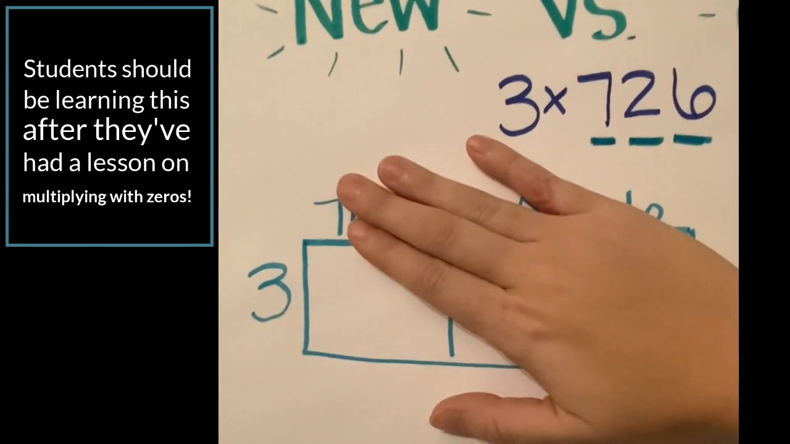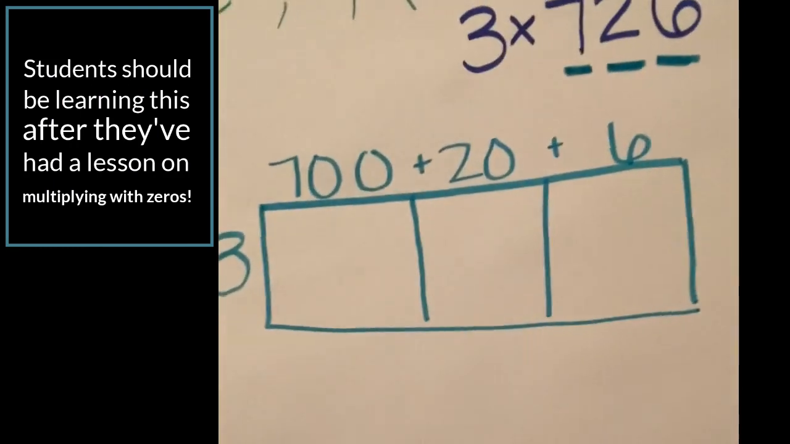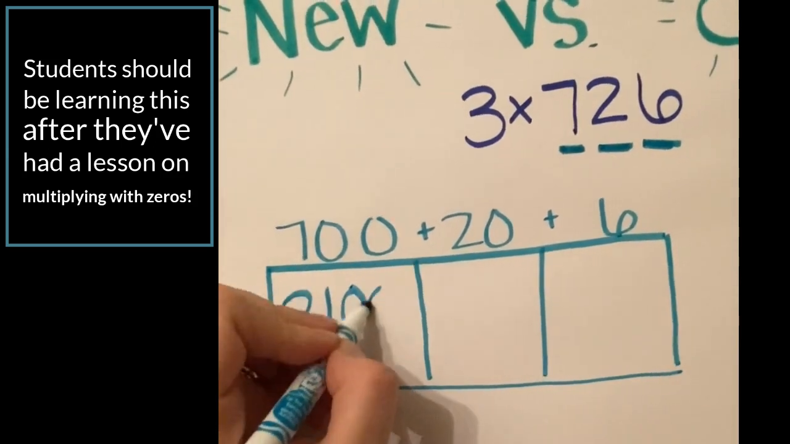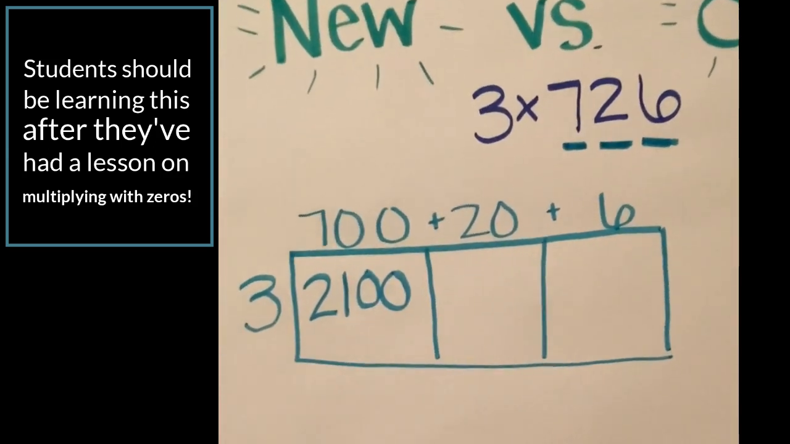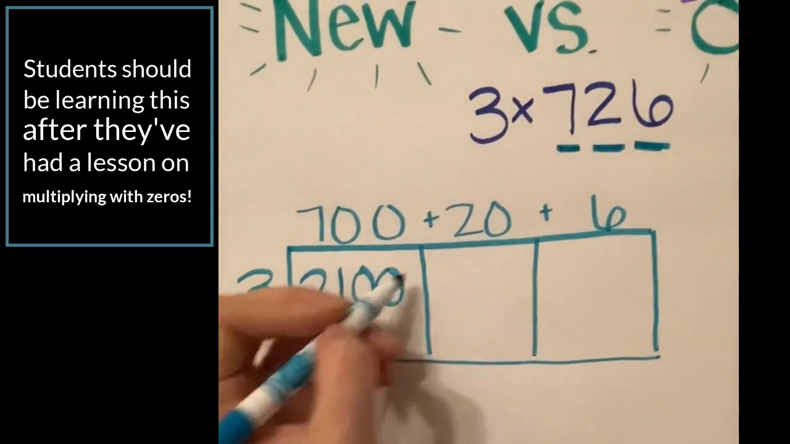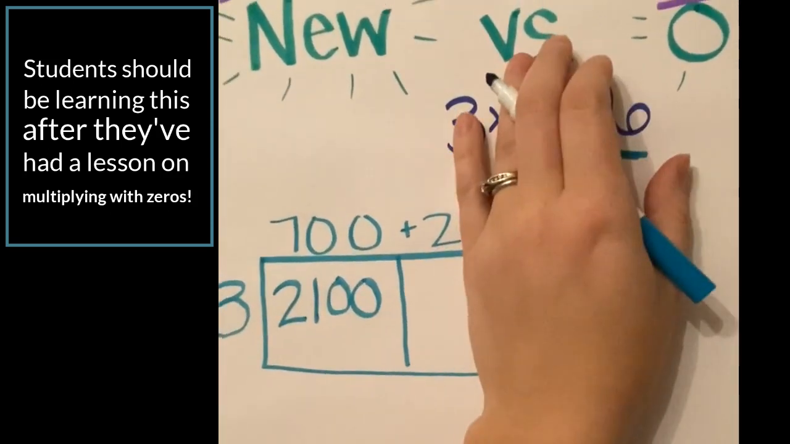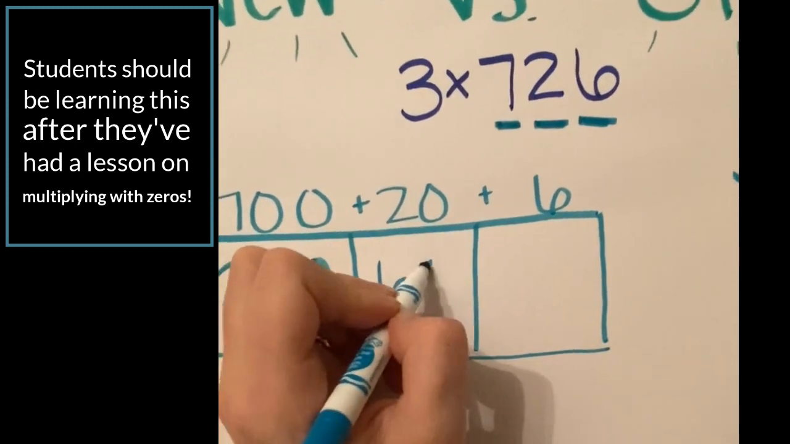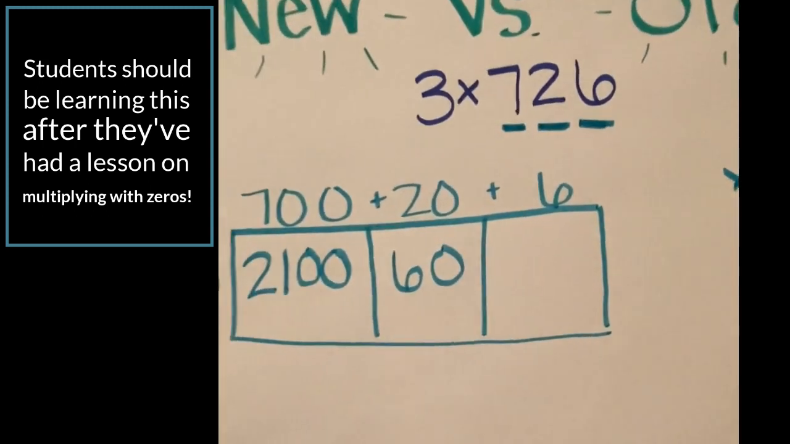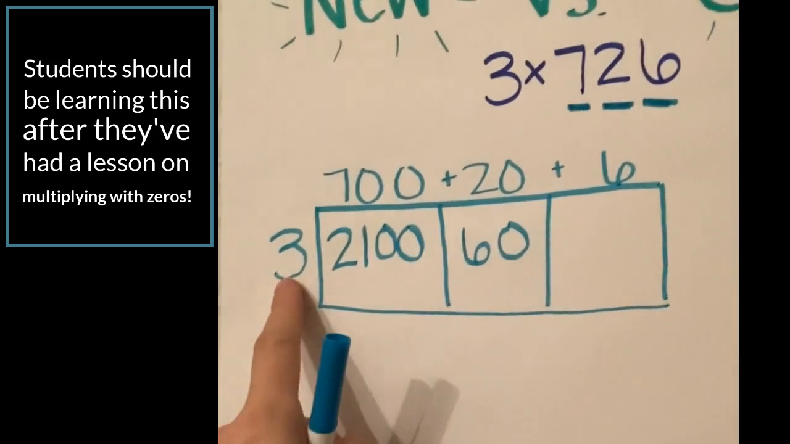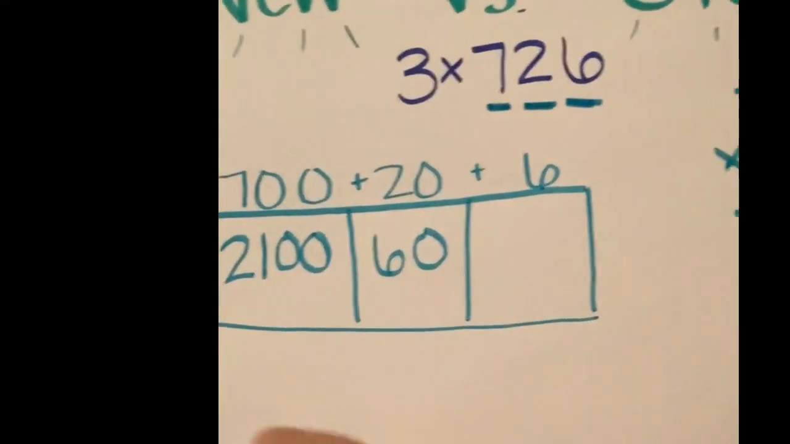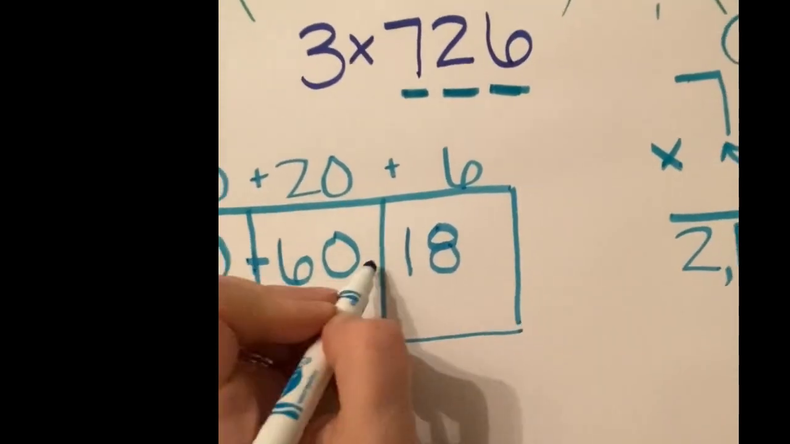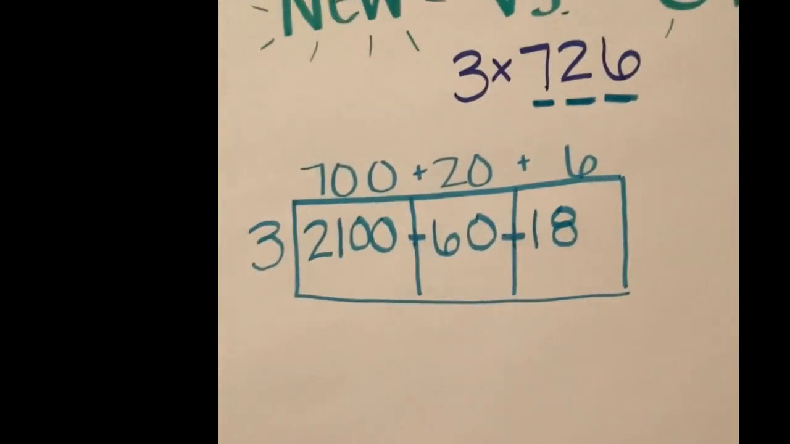So 3 times 7 is 21, so I'll put in 21, and I'll simply just plug in my zeros from the 700, and then I'll do the same here. So 3 times 20, or 3 times 2, which is 6, and I add in my zeros, so I get 60, and then 3 times 6, which is 18. And now I need to add these all back up together.